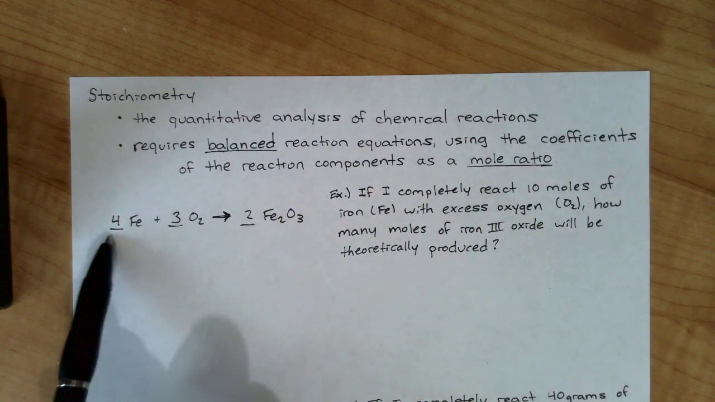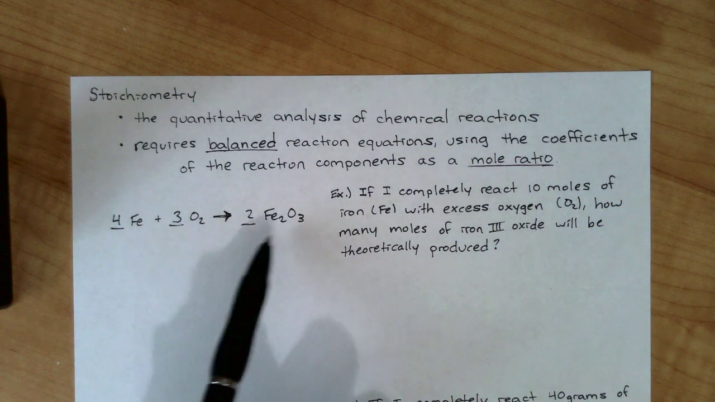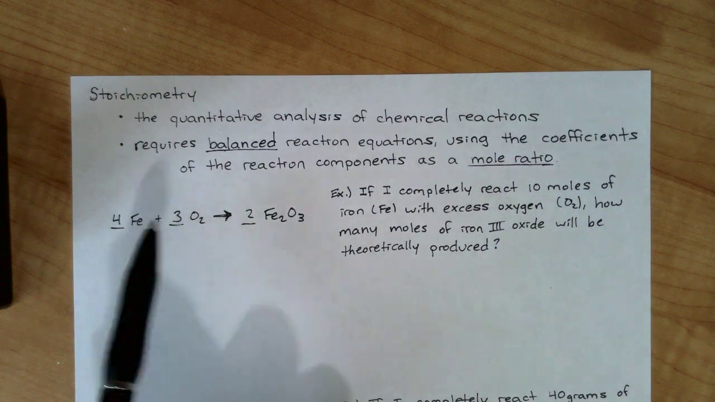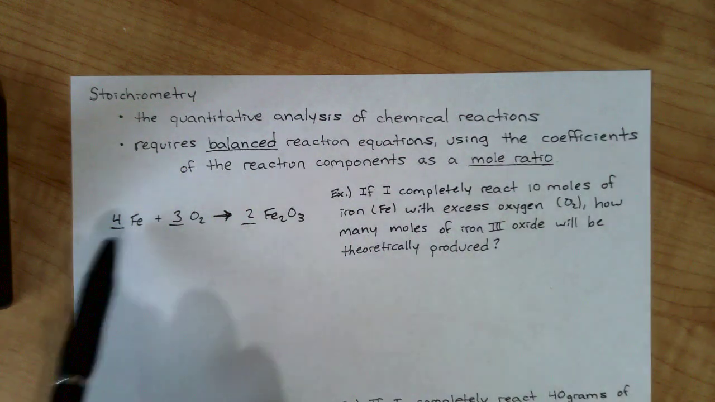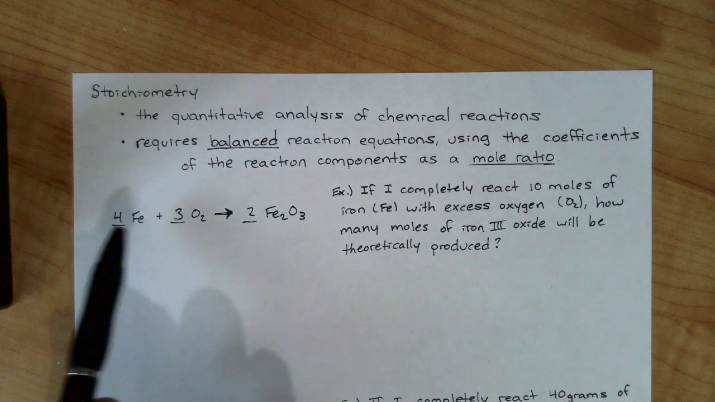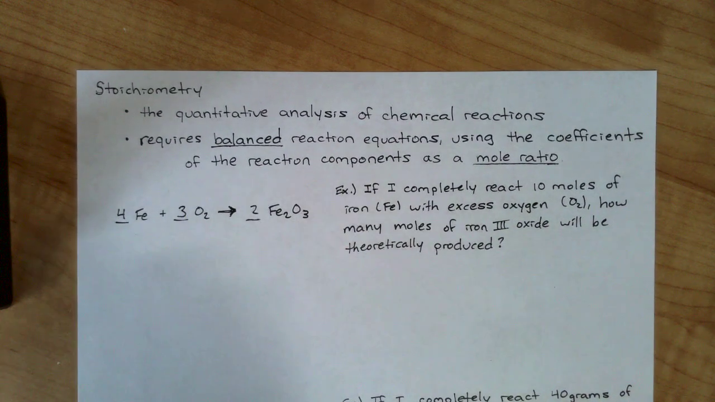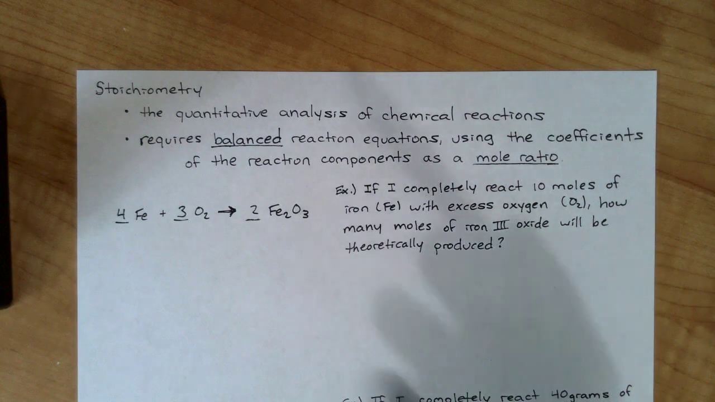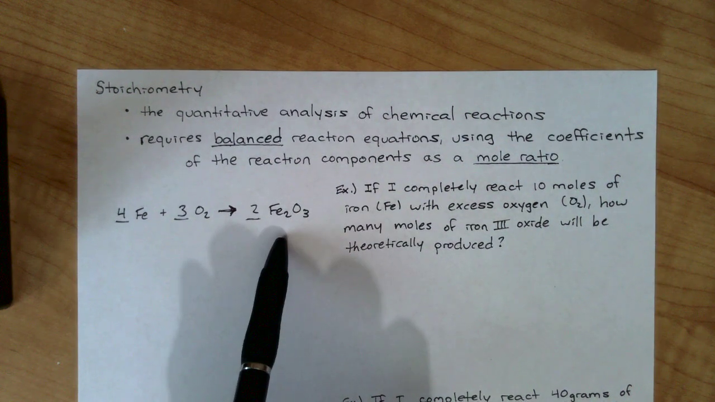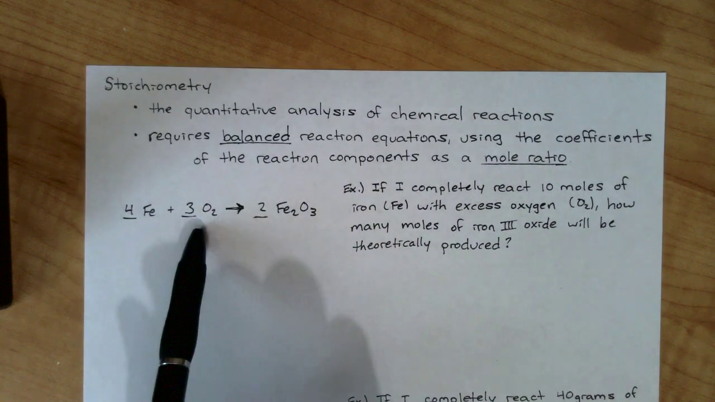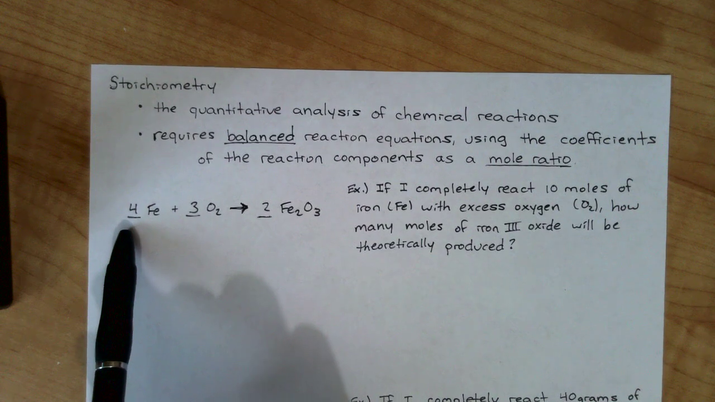And that gives us these reaction components, our iron and oxygen, reacting to form iron(III) oxide. It gives each of these reaction components a ratio with each other, basically saying for every 4 moles of iron and 3 moles of oxygen, we will make 2 moles of iron(III) oxide. You can think about this in any direction. You could say for every 2 moles of iron(III) oxide that we make, I must use at least 3 moles of oxygen and 4 moles of iron.